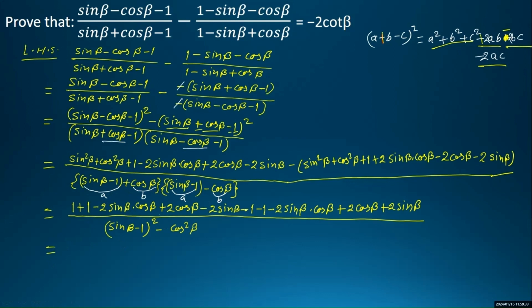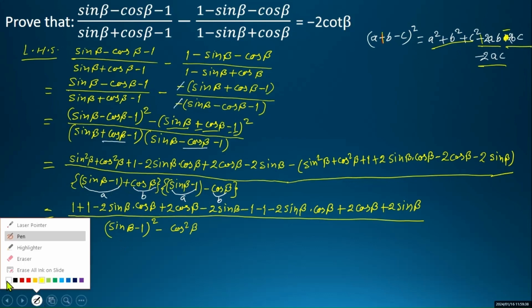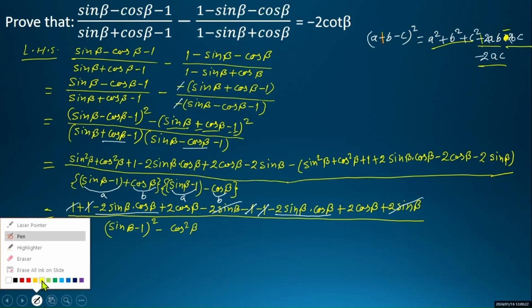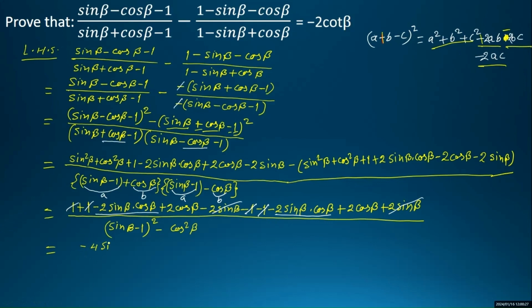Now in numerator, we can cancel if there are any same number different sign. Plus 1 minus 1, plus 1 minus 1, then minus 2 sin beta plus 2 sin beta, they are cancelled. Then if there are same numbers same sign, we'll add them. Here is minus 2 sin beta cos beta. Here also we have minus 2 sin beta cos beta. We'll add them and we'll get minus 4 sin beta cos beta. Then there is 2 cos beta, both positive, will get plus 2 cos beta.